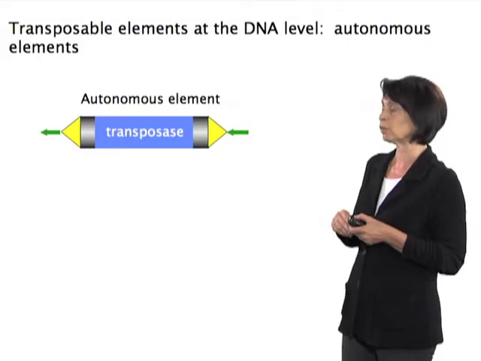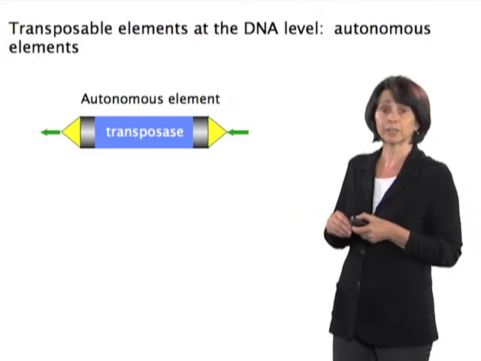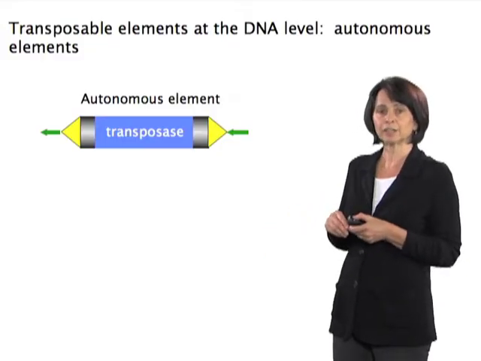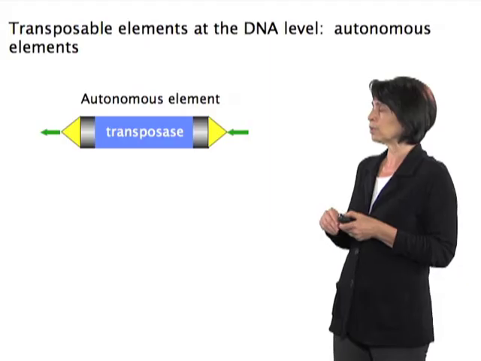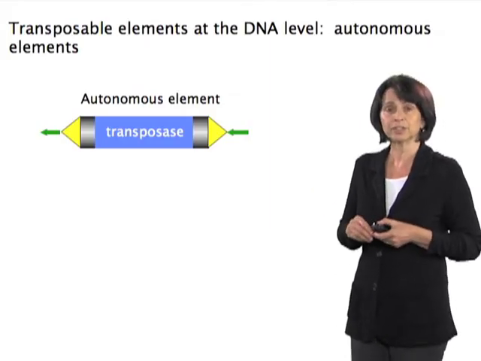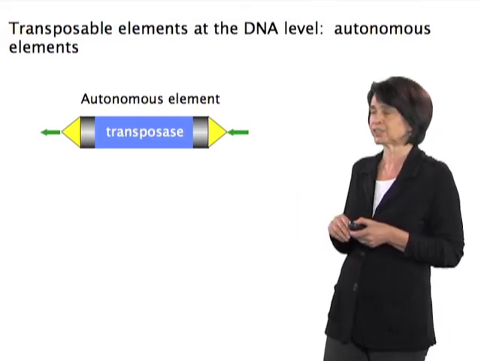This is an autonomous element. So remember, this is the element that can move on its own. It encodes everything needed to move itself and to move a non-autonomous element. When it says everything needed, that is a single protein it encodes, and that's called transposase. And I'll tell you in a minute a little bit more about what transposase does.